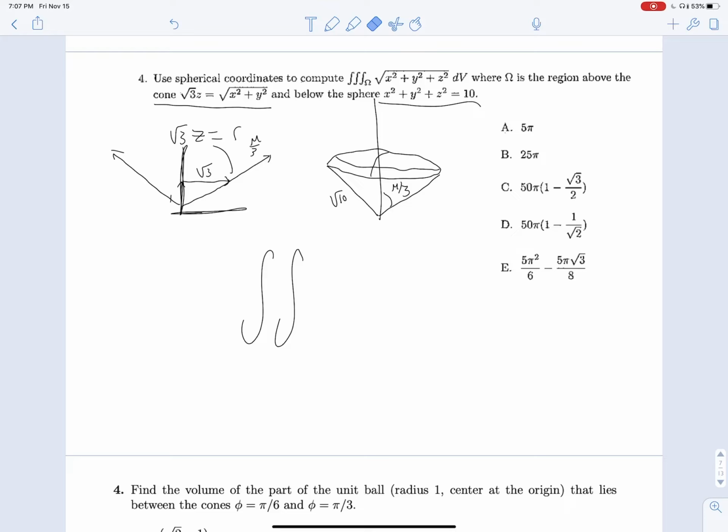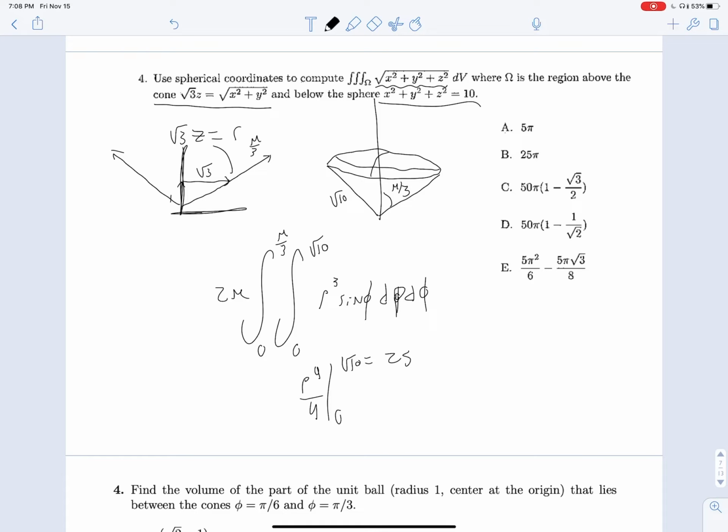Well, we're not dependent on theta at all, and we know that because our integrand, all we're adding is a rho, because the square root of rho squared is just rho. So we can put a 2 pi out there instead of integrating from 0 to 2 pi on theta. Then for phi, we're running between 0 and pi over 3, and for rho, between 0 and root 10. And then our integrand is rho to the third, sine phi d rho d phi.